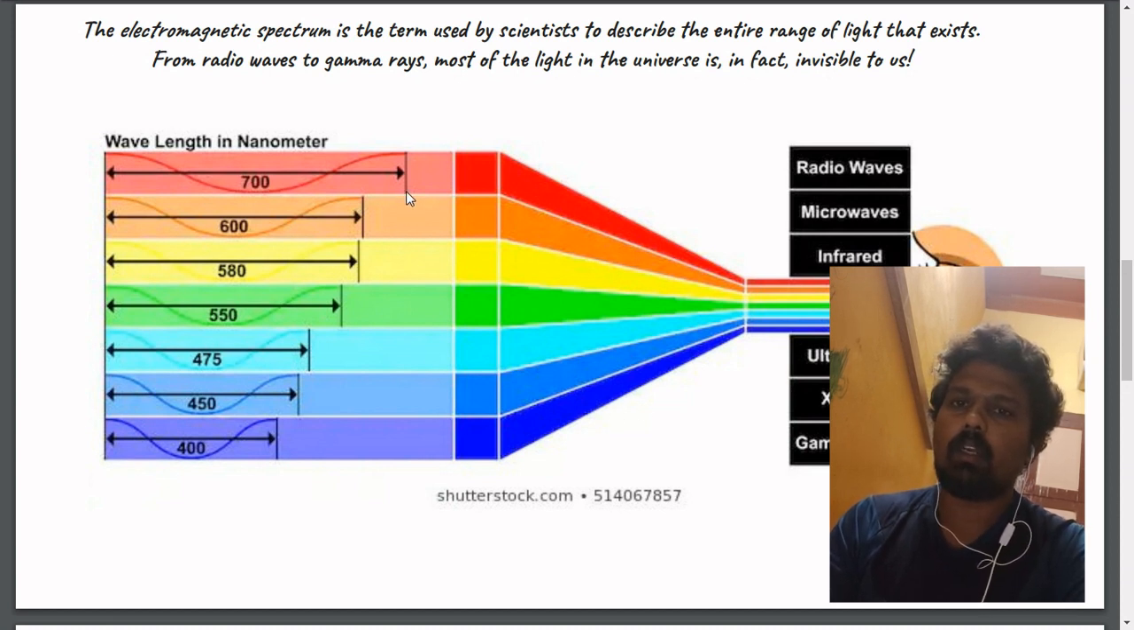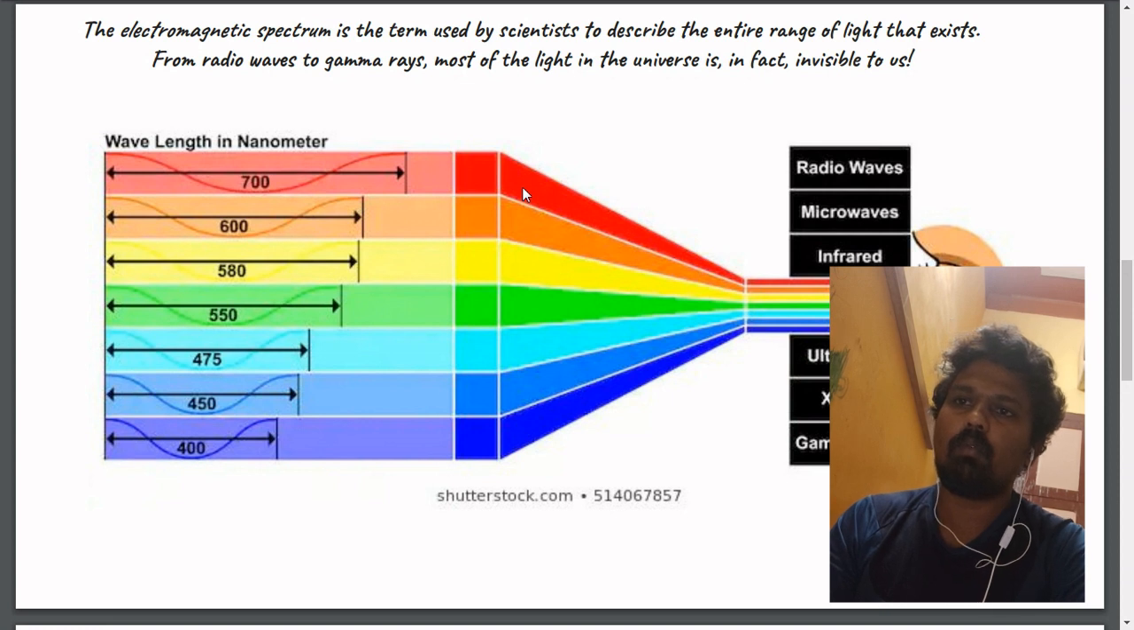This visible light ranges from 400 to 700 nanometer wavelength. The shortest wavelength is violet, and then blue, indigo, green, yellow, orange, red. Red is the longest wavelength, which is 700 nanometer.